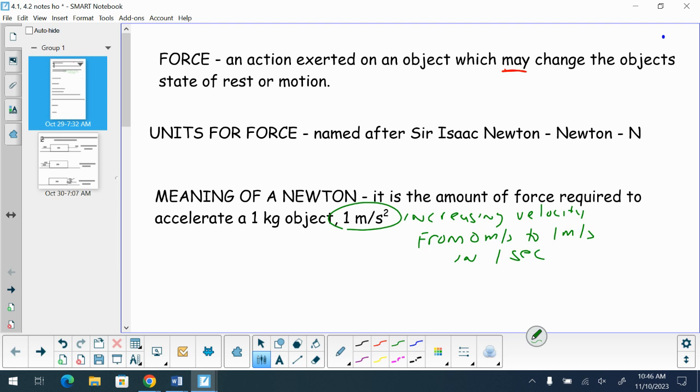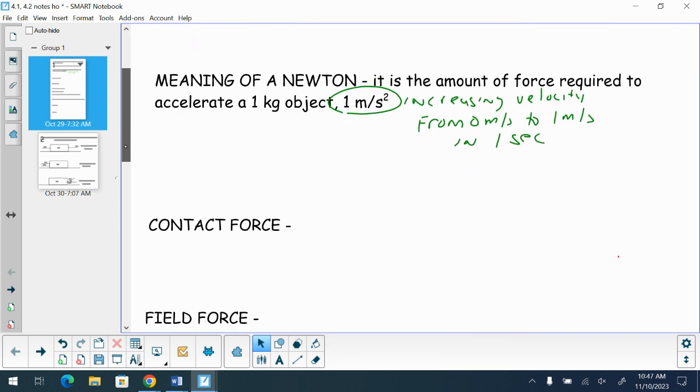required to move this 1 kilogram from 0 to 1 meter per second in that 1 second, that is a newton. Okay, that's the idea of a newton. Accelerating 1 kilogram, 1 meter per second squared, or from 0 to 1 meter per second in 1 second. That is your idea of a newton. Okay, when we're dealing with newtons, that's the essence of what we're trying to do.